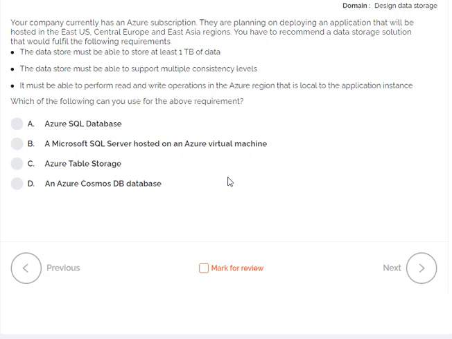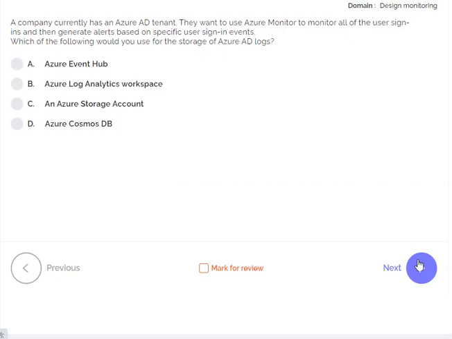As per my understanding, here we are talking about multiple consistency levels, and that is provided by Azure Cosmos DB. Okay. So yes, I will choose Azure Cosmos DB. Let's move to the next question.